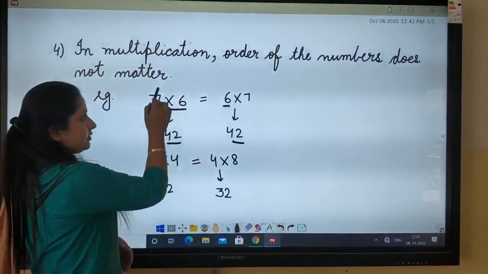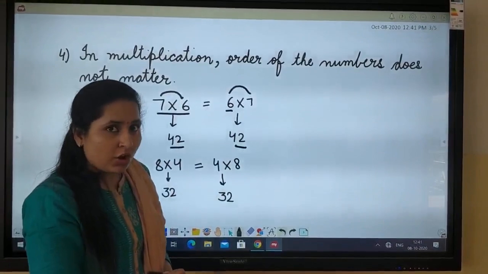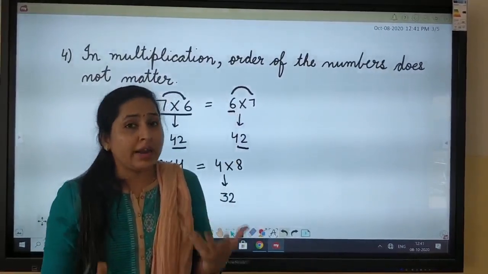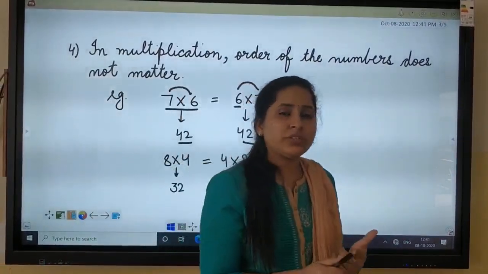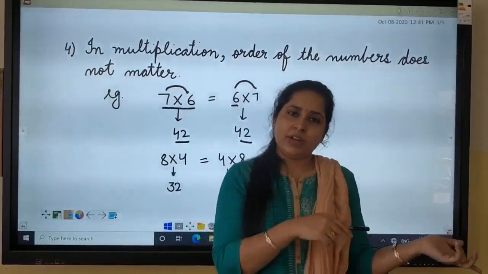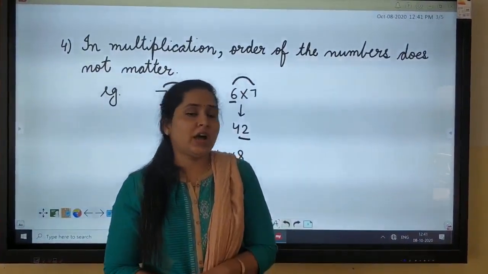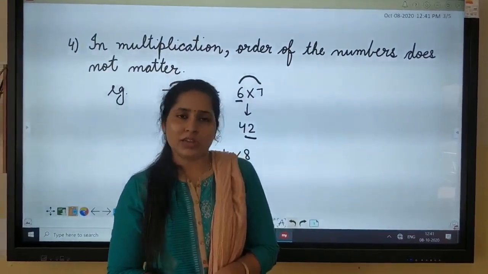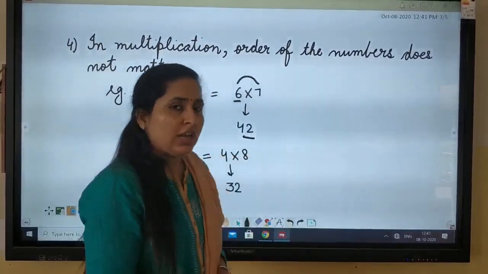Here we are writing 7 sixes and there 6 sevens. Only the way of writing or the way of arranging the objects is different. Their arrangements can be different. Like in the first case of stars we had 3 rows and 4 columns, but in the second one, 4 rows and 3 columns. So the arrangement is different, but the answer will remain the same. In both cases, we could find 12 stars. So children, these were all the properties of multiplication.